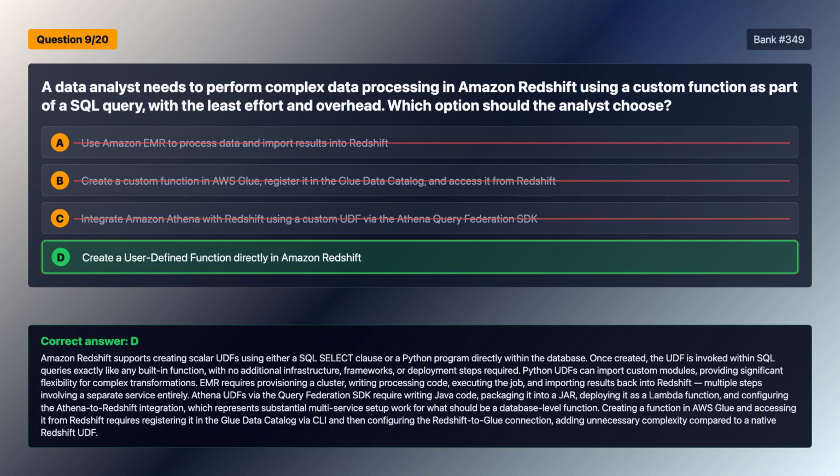EMR requires provisioning a cluster, writing processing code, executing the job, and importing results back into Redshift, multiple steps involving a separate service entirely. Athena UDFs via the Query Federation SDK require writing Java code, packaging it into a jar, deploying it as a Lambda function, and configuring the Athena to Redshift integration, which represents substantial multi-service setup work for what should be a database-level function. Creating a function in AWS Glue and accessing it from Redshift requires registering it in the Glue data catalog via CLI and then configuring the Redshift to Glue connection, adding unnecessary complexity compared to a native Redshift UDF.